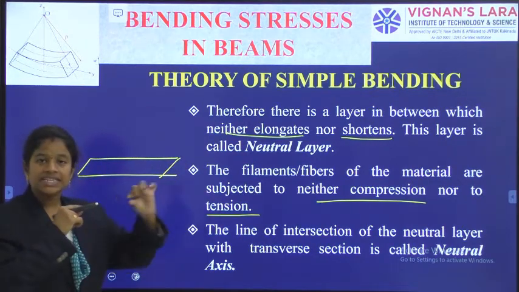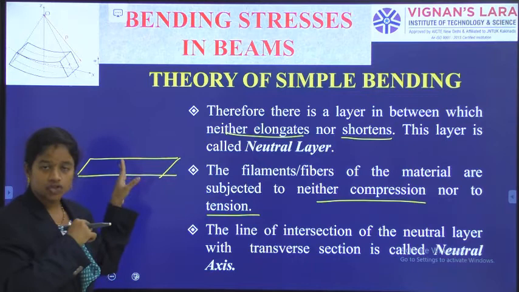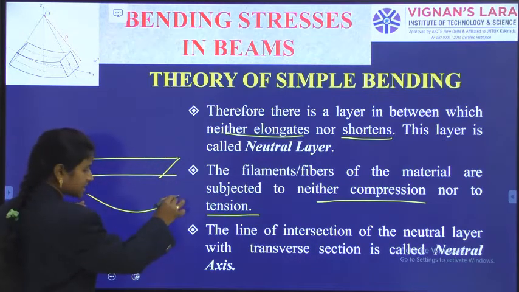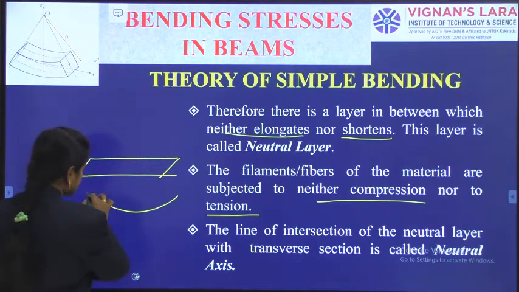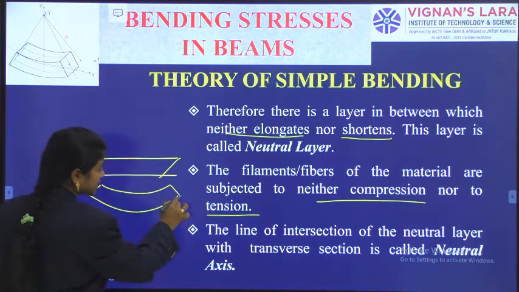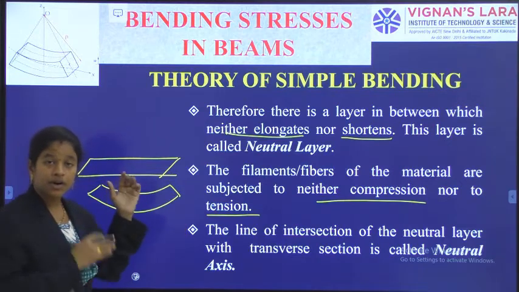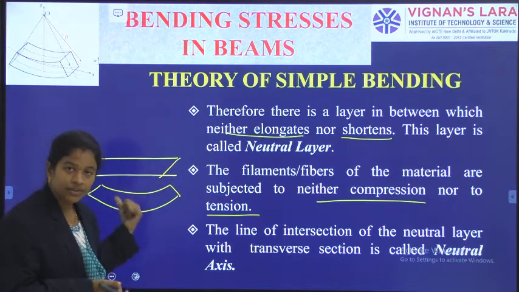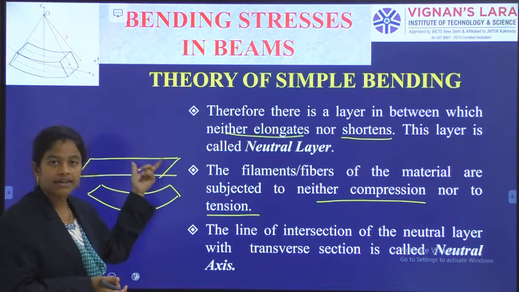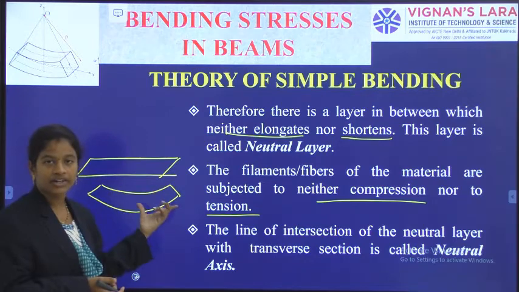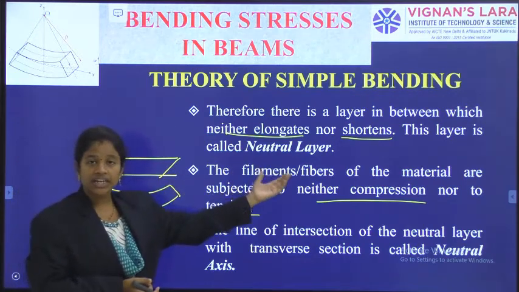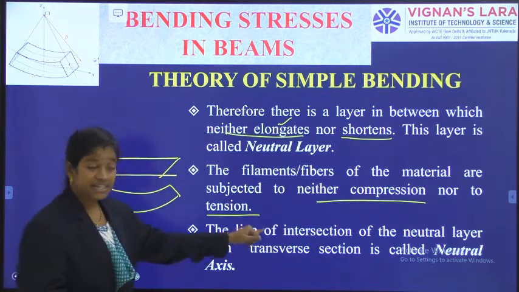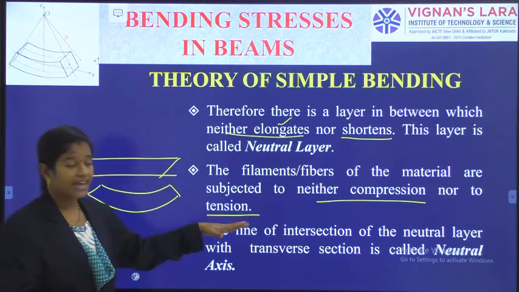Okay, so one slice is like this and it is not at all getting elongated, not at all getting shortened, but simply it is taking the shape, without any change in the dimension of the length. Because in the top I have observed shortening, in the bottom we have observed elongation. But in between those two, we have observed a layer without any expansion or contraction, without any shortening or without any elongation.